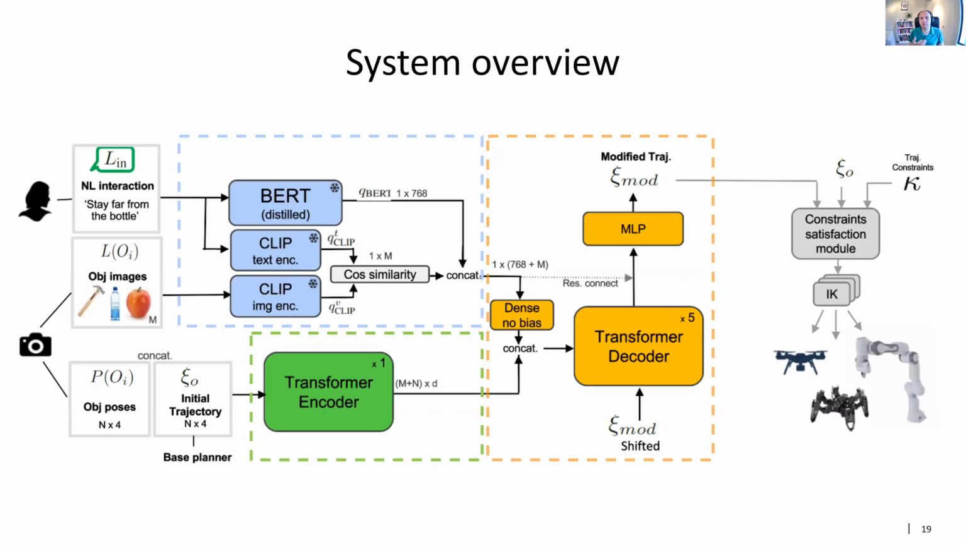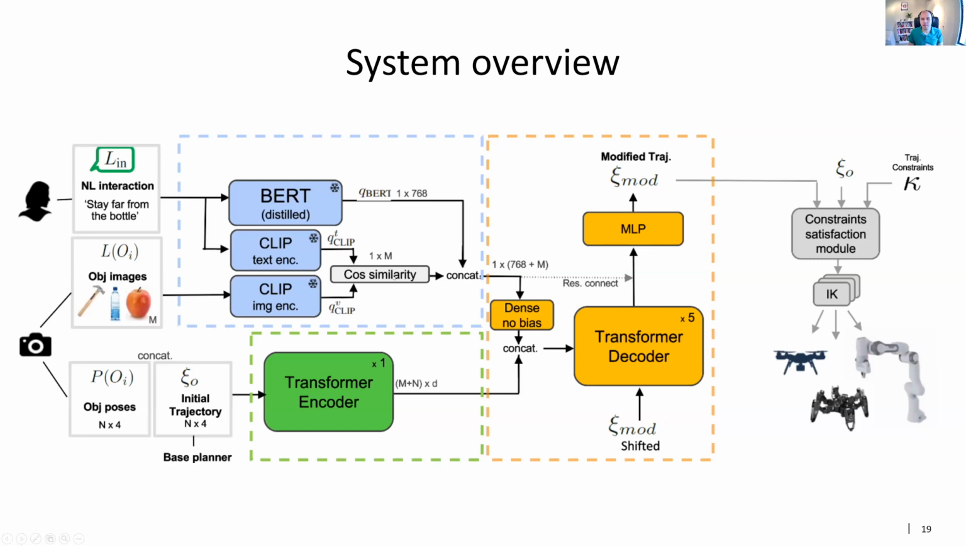So you're trying to stay away from the bottle, for example. I have CLIP features, which are frozen pre-trained models from CLIP, that find the similarity between my language command and the images of objects in the scene, because usually our commands refer to a specific object or to a set of objects in the environment. That's why we do this cosine similarity calculation over here.